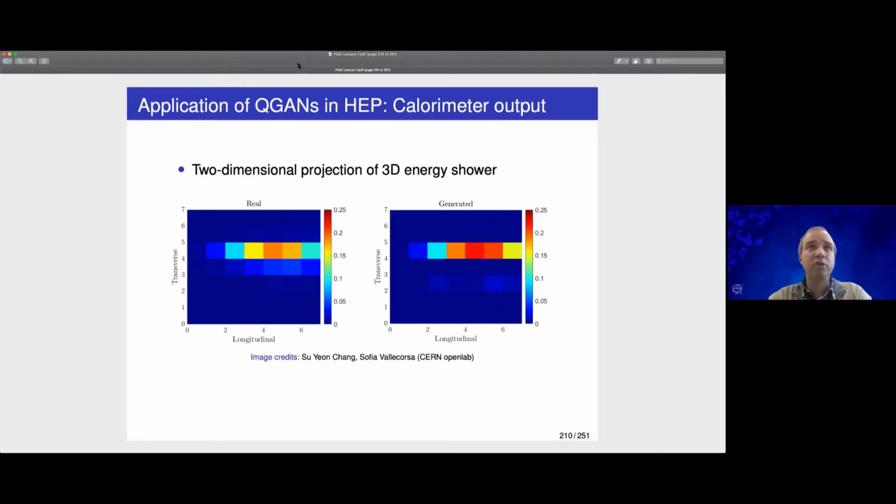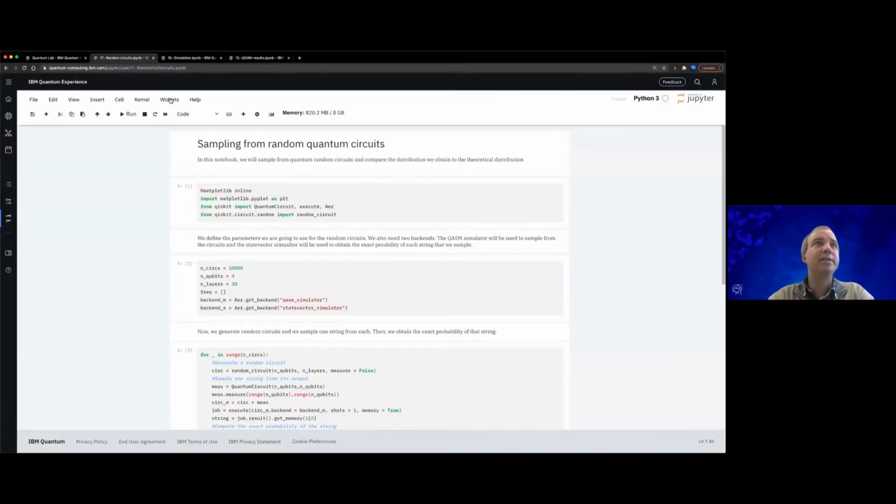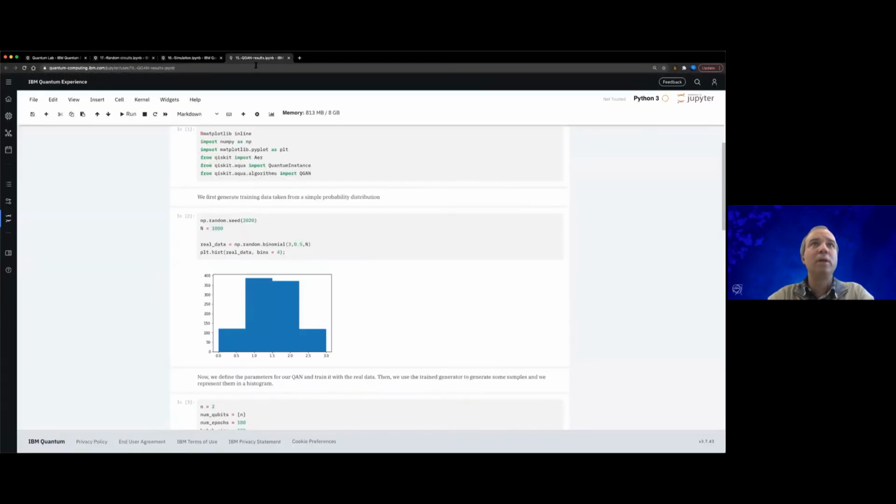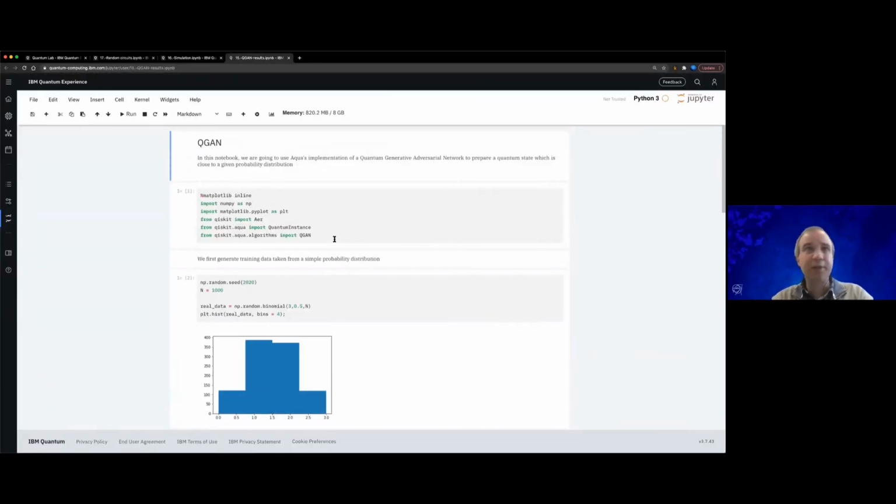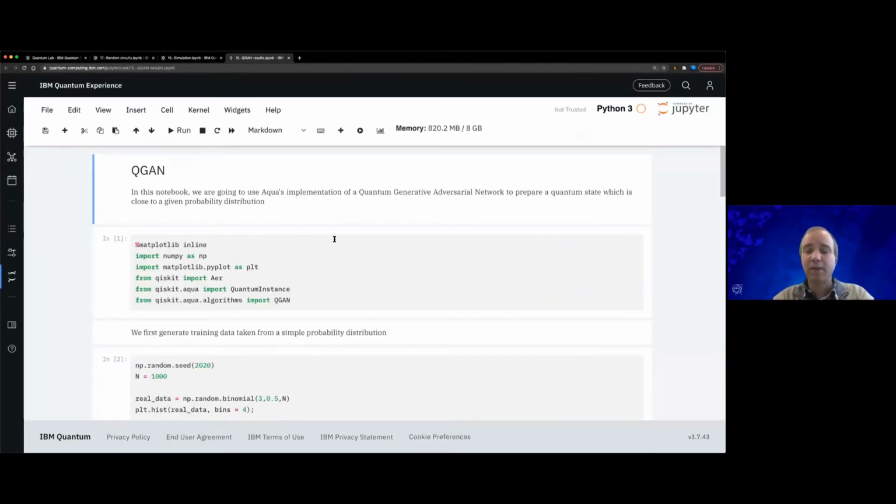Okay, then I will show you how to run one of these quantum generative models with IBM Qiskit. As always, in the last few lectures, I'm going to use an implementation that is already included in Aqua. So you don't need to define all the circuits, all the gates one by one. You can use this already prepared definition of the algorithm and parameterize it with your own data.